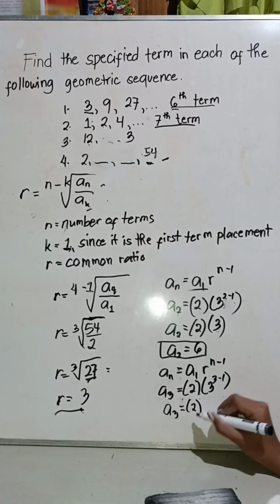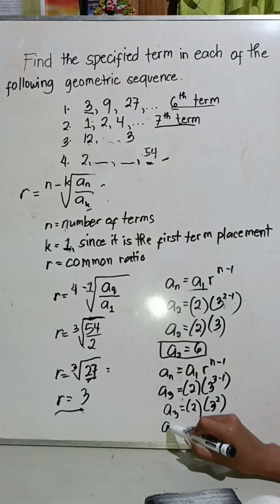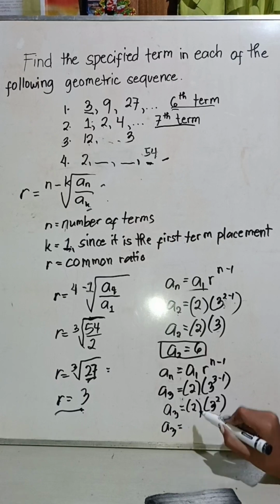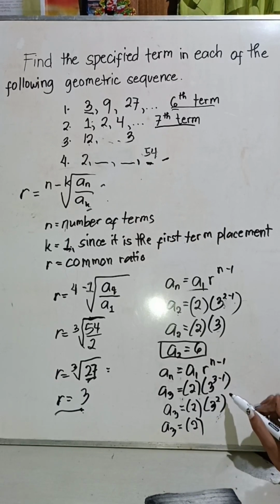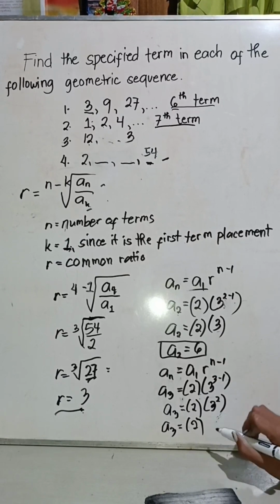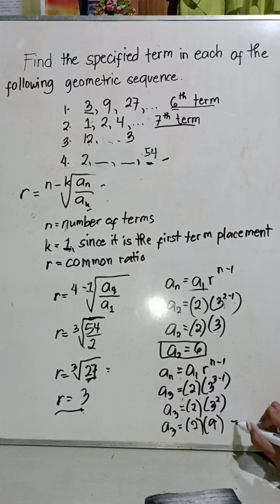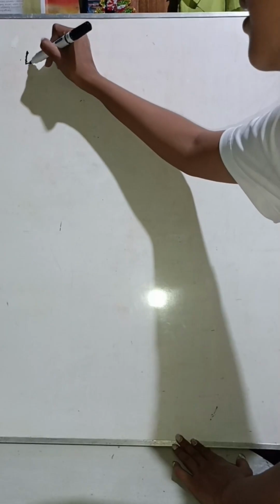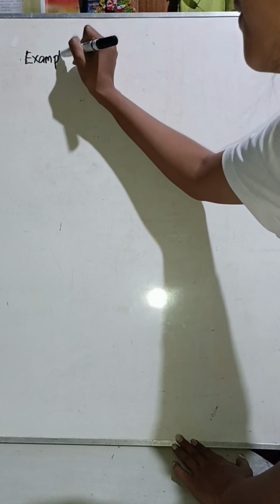Copy the 2. 3 minus 1 is 2. So, 3 exponent of 2 na siya. A sub 3 is equals to 2 times 3 exponent of 2, which is 3 times 3 is 9. So, 2 times 9 is equals to 18. So, let us try another example para mas masabtan pa.